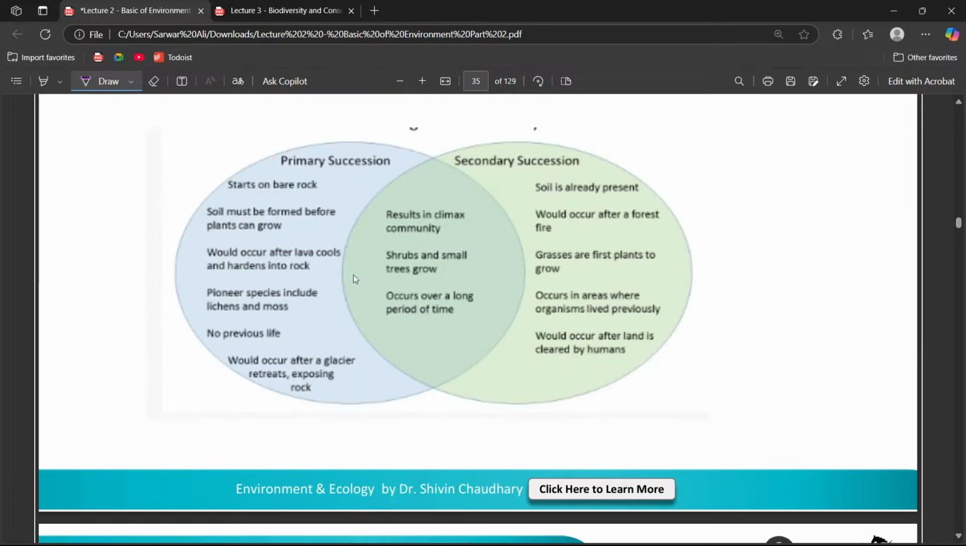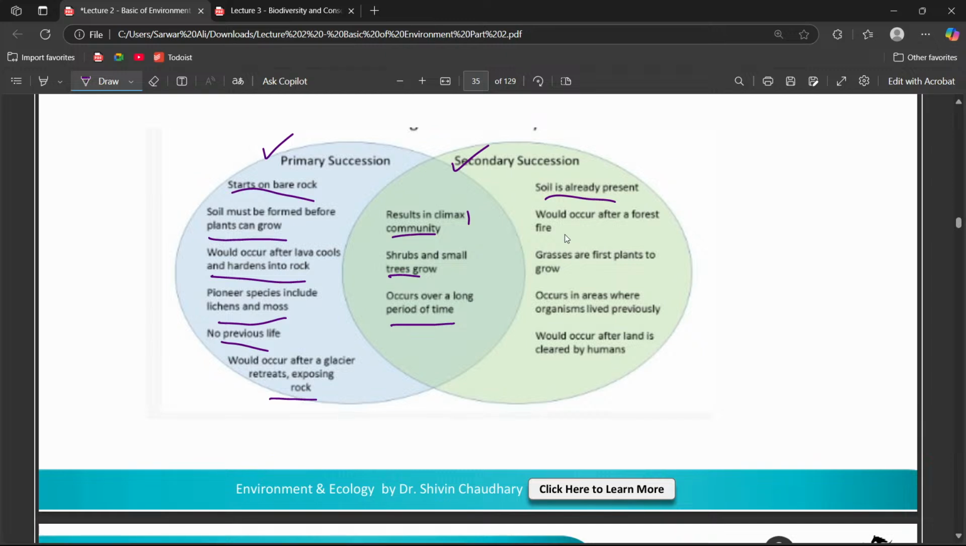Next we move on to ecological succession. There are two types: primary and secondary. Primary starts on bare rock, soil must be formed before, and would occur after lava cools. Pioneer species include lichens and moss, and primary succession would occur after a glacier retreats. It results in a climax community, shrubs and small trees grow, and it occurs over a long period of time. Both of them occur over a long period of time, relatively.